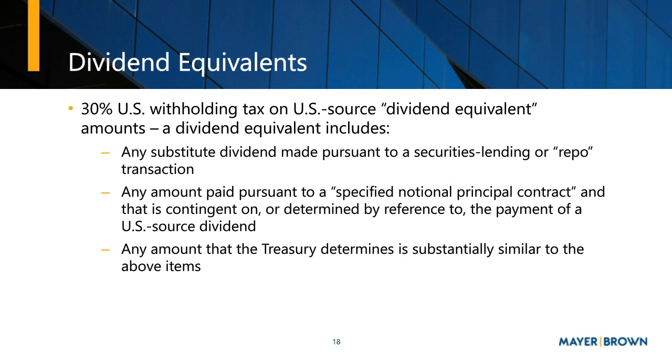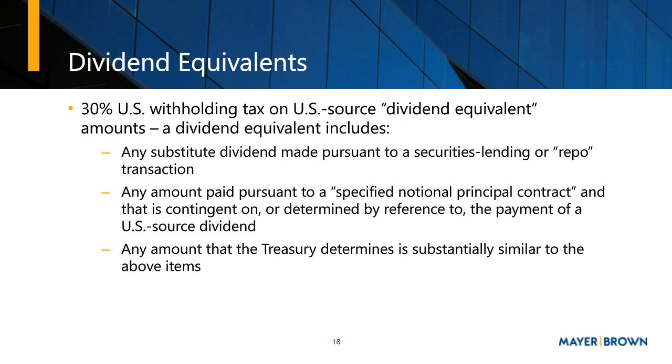Code Section 871M was added to the code in 2010, and the code itself imposes a 30% withholding tax on U.S. source quote-unquote dividend equivalent amounts, which can include, under the statute now, we're not talking about the regulations, which is where it really comes up in the structured note context, but in the statute itself, any substitute dividend made pursuant to a securities lending or repo transaction. So if you repo out your U.S. stock and you receive dividend flow-through payments, that would be subject to 871M.